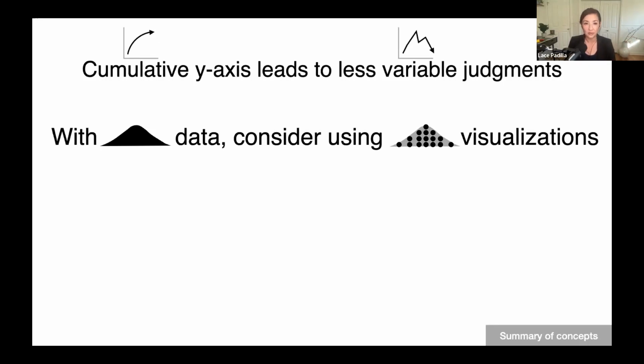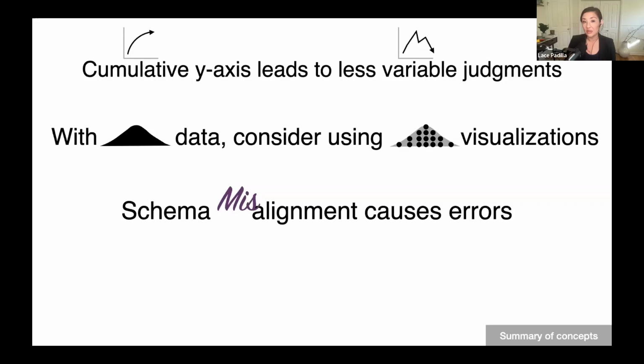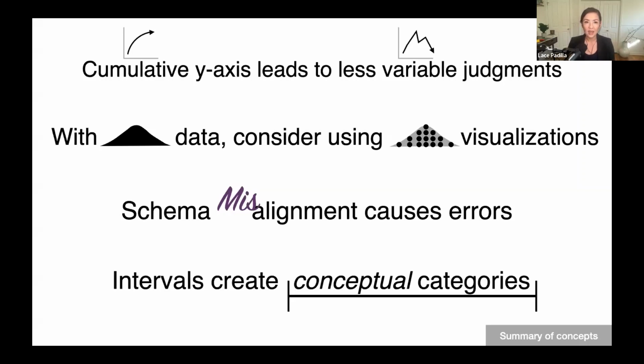The other thing we learned is that schema misalignments cause errors. So don't expect people to be able to suppress the schema that's naturally evoked by the visualization and use another one unless you're ready to prepare and train them pretty extensively to do so. And finally, intervals create conceptual categories.